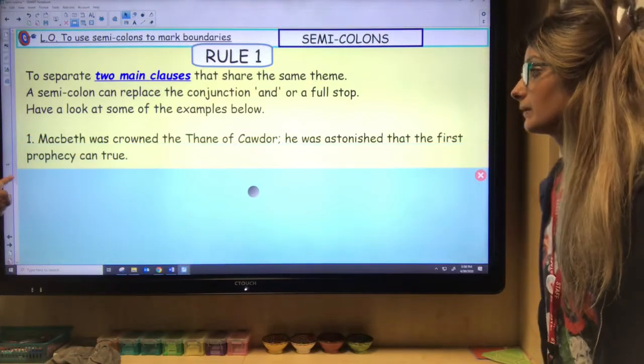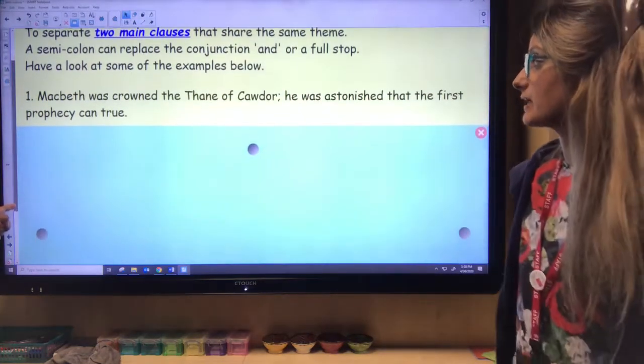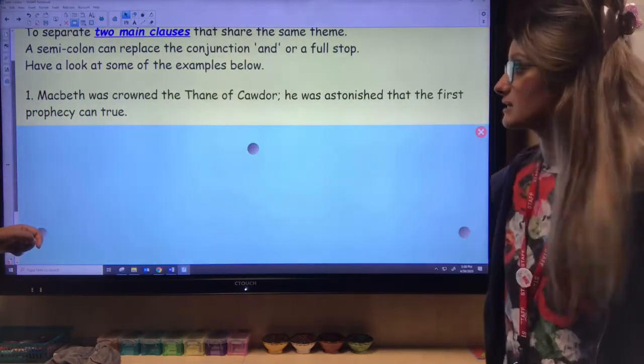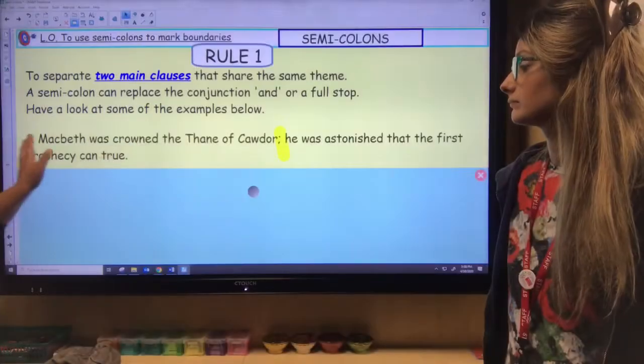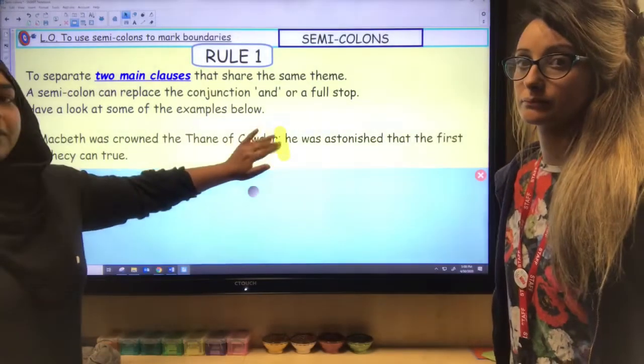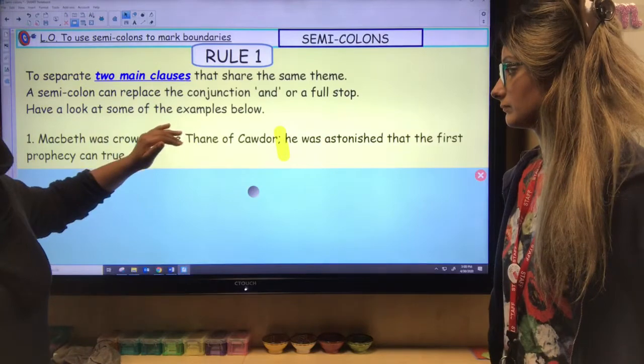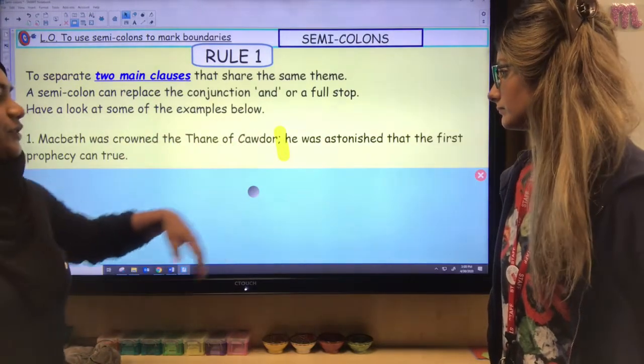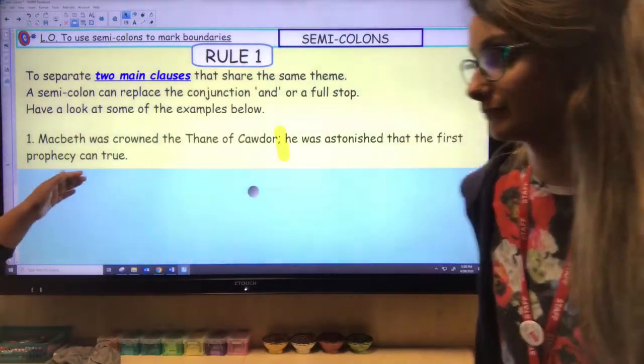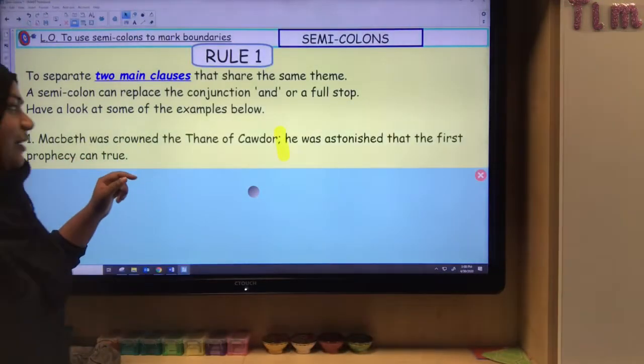Right, Mrs. Gale, do you want to read this one? Yep. So Macbeth was crowned the Thane of Cawdor. He was astonished that his first prophecy came true. So Macbeth was crowned Thane of Cawdor, full stop. That's one complete sentence. That's the main clause. And then we can have the other. So he was astonished that the first prophecy came true, not can true. Mrs. Gale, can you make that change?